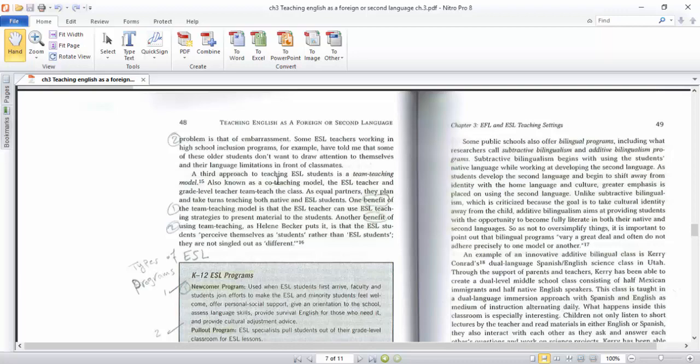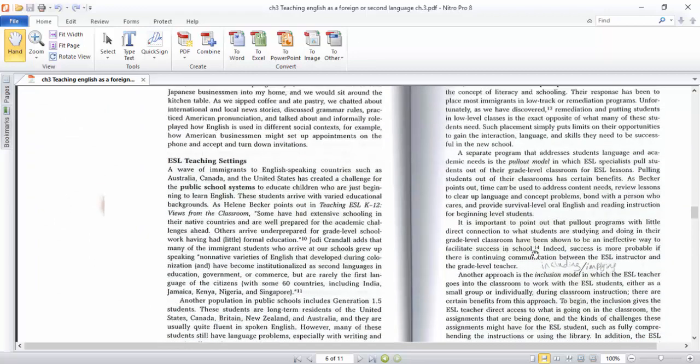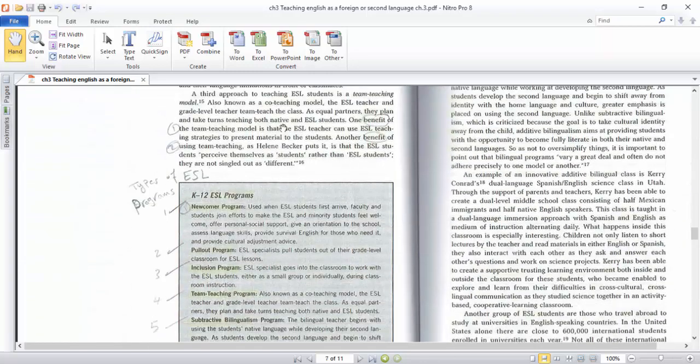If you remember, we have mentioned the two models. The first one is what? The pull-out model, and the second one is the inclusion model, and this is the third one. The third approach to teaching ESL students is called the team teaching model, also known as the co-teaching model. The ESL teacher and the grade level teacher team teach the class as equal partners. They plan and take turns teaching both native and ESL students.